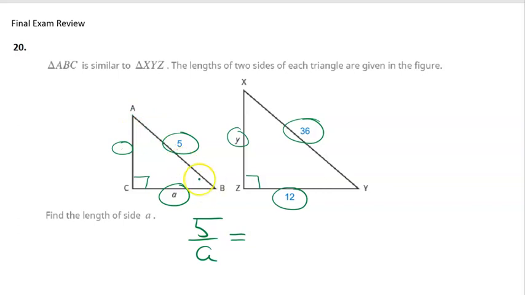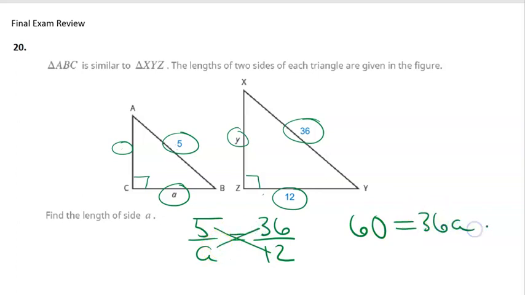Now if I put the diagonal 5 on top and the base A on the bottom, then I still have to put the diagonal 36 on top and the base 12 on the bottom. And then I have what's called a proportion. And to solve proportions, you cross multiply. So 5 times 12 is 60. You keep that equal sign in between, and 36 times A is 36A. I'm solving for A, so I divide both sides by 36. All right, and then I reduce that fraction to lowest terms.